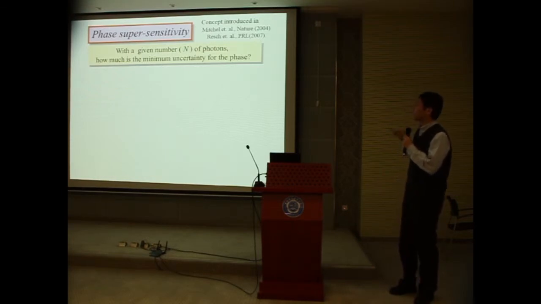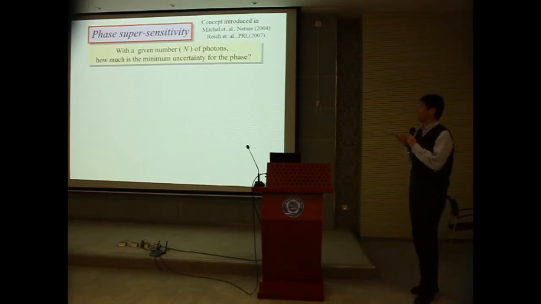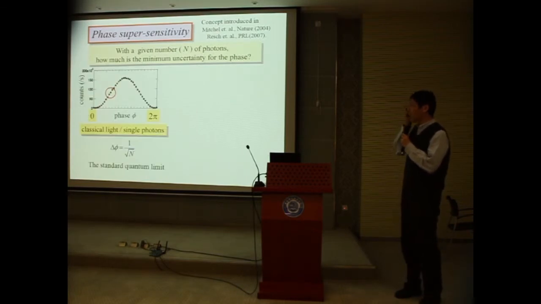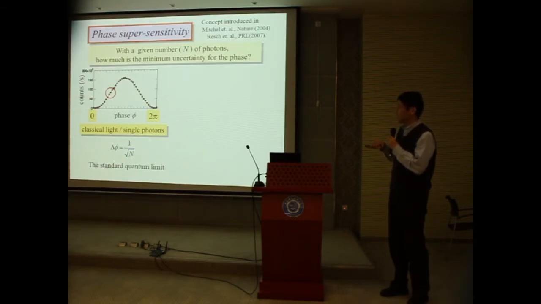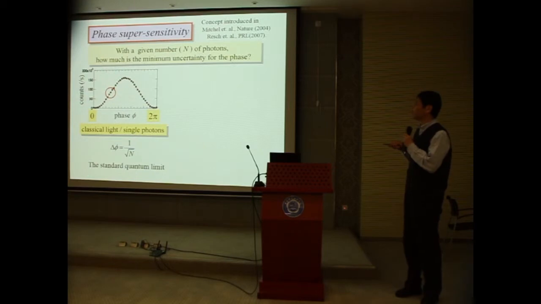phase information? This issue was actually discussed in this Nature paper and later in Andrew White's paper in PRA 2007. And when you use classical light or a stream of single photons, the phase uncertainty you can get is given like this: delta phi equals 1 over square root n. This is the so-called standard quantum limit or shot noise limit.